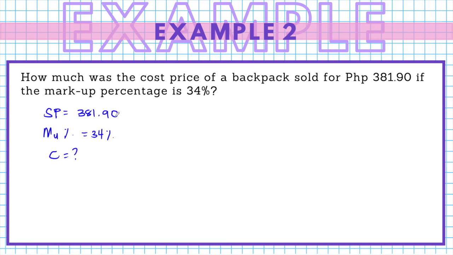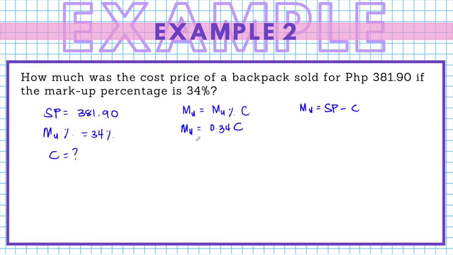And so, given that we only have the selling price and our markup percentage, we can use the formula of getting the markup. The markup is equal to the markup percentage times the cost. Now, we can use this by substituting what is given. We have markup is equal to 0.34 times C. Now, we know that this is the temporary value for markup. We can use another formula in getting the cost. So the other formula is markup is equal to the selling price minus the cost.